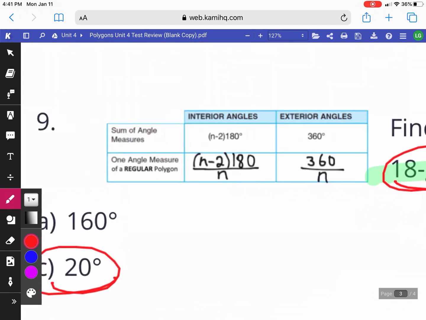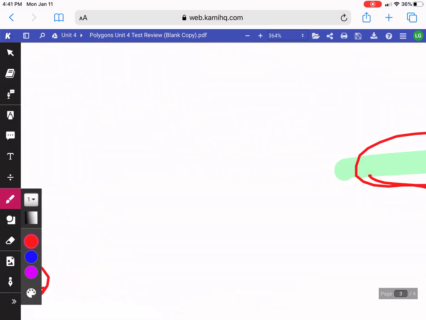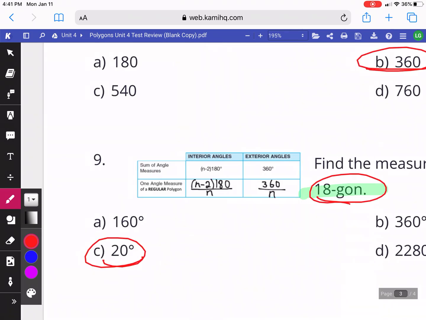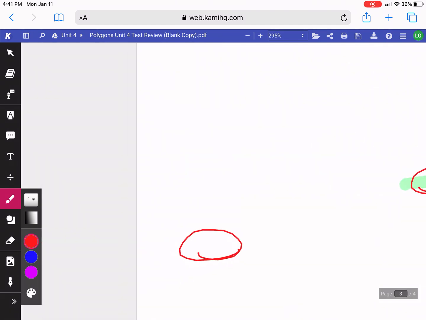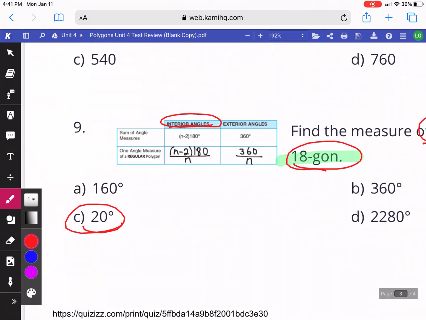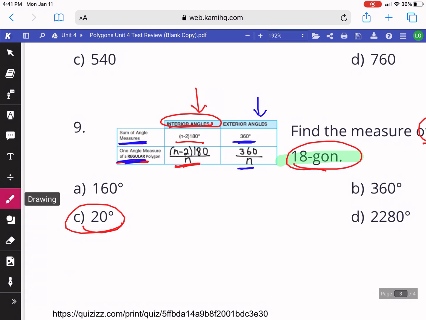So these formulas I'm going to be giving you on your test. So just make sure that you're reading them. So if it says interior angles, sorry about that. Interior angles, you're looking at this column. The sum is n minus 2 times 180. If you want one or each one, you have to divide that formula by n. If you're doing the exterior angles, you're going to use 360. If they want the sum, it's always 360, no matter what. If they want one, then you have to divide it by n, the number of sides.